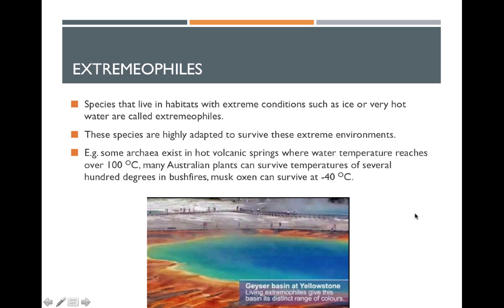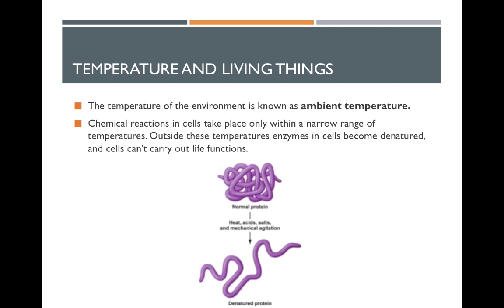Many Australian plants can actually survive temperatures of several hundred degrees in bushfires. That helps them survive and reproduce. And another example is musk oxen, which can survive at minus 40 degrees Celsius. So they're adapted to very cold conditions.